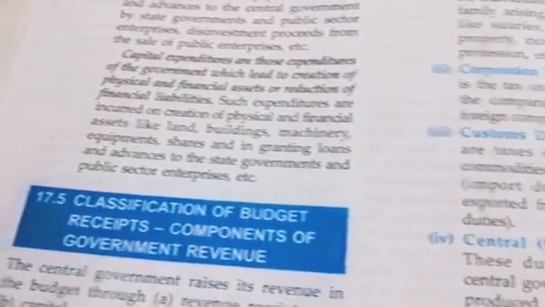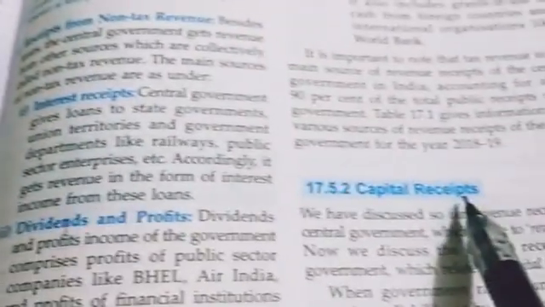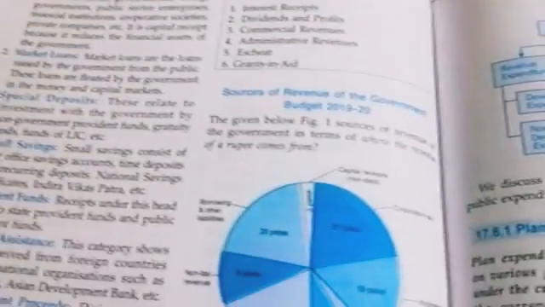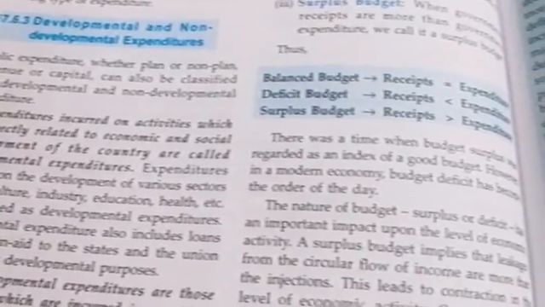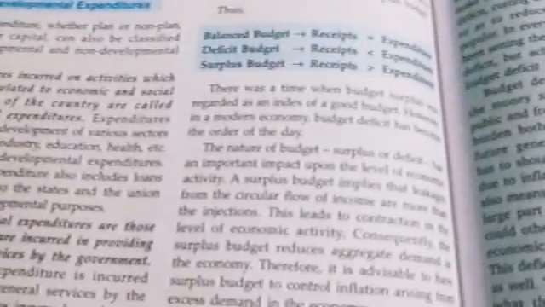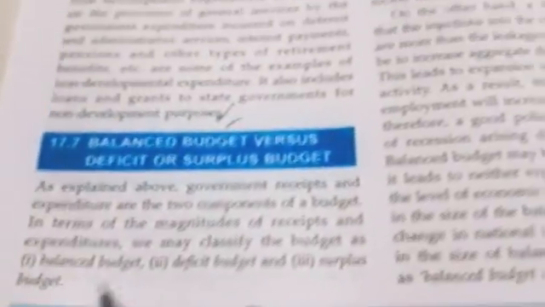Then we have to study about the classification of budget receipt. Under classification of budget receipt, you have to learn about revenue receipt, all the points, and capital receipt. Is it clear? Under capital receipt we people have to study till here. Then classification of government expenditure. Under this, plan and non-plan expenditure, revenue and capital expenditure, developmental and non-developmental expenditure you people have to study. Then this much till here you people have to study, that is given in page number 324.